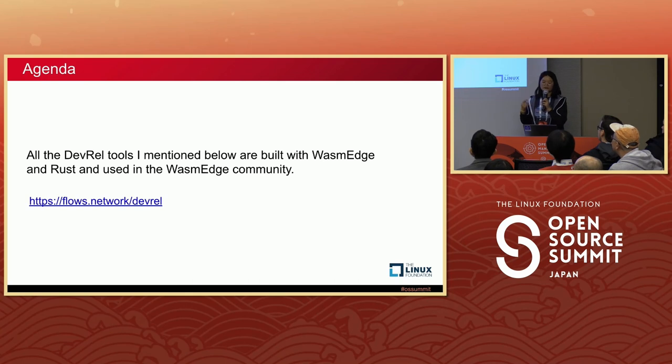By the way, all the DevRel tools I mention below are built with WasmEdge and Rust, and they are also used in our WasmEdge community. You can check out this page. It has all the DevRel tools I will mention. You don't need to master WasmEdge or Rust. It's a SaaS. It doesn't require you to master programming. You can just set up some parameters, like which GitHub organization and GitHub repos to set the automation for.